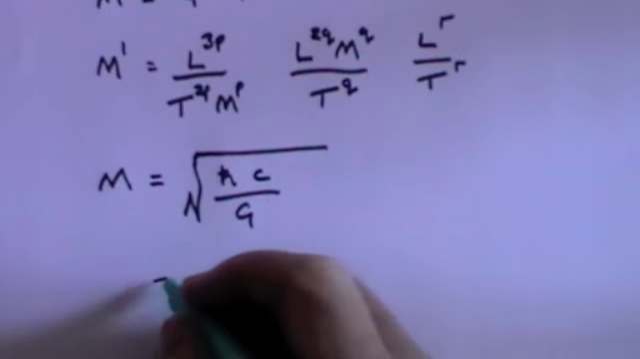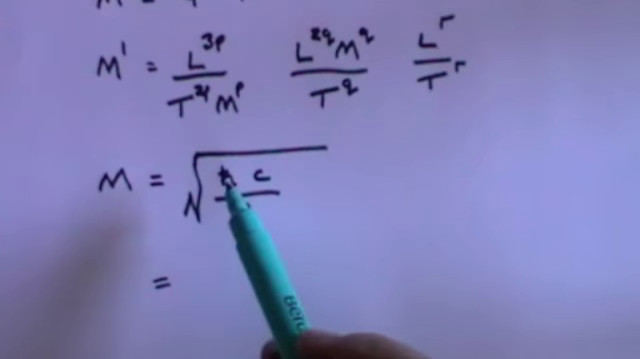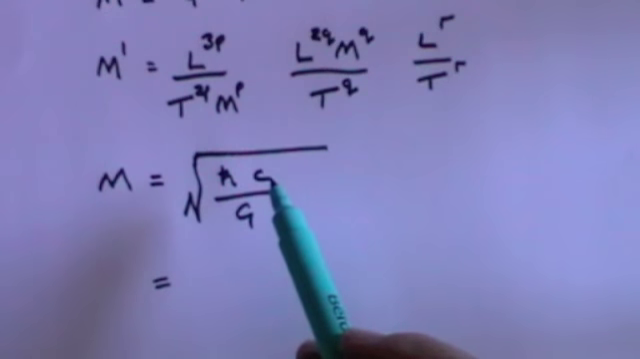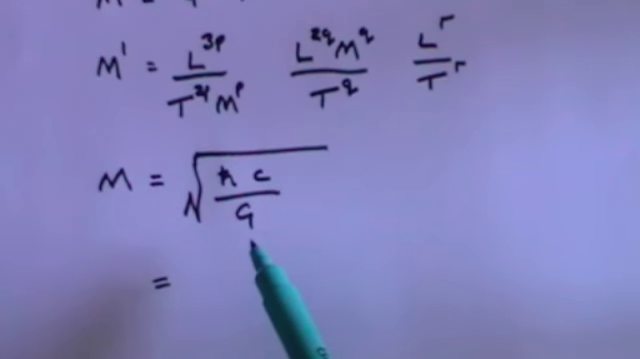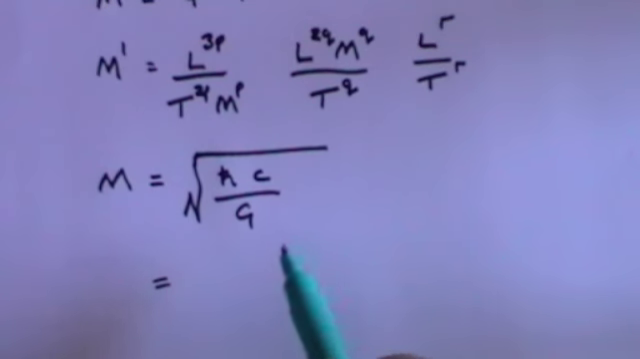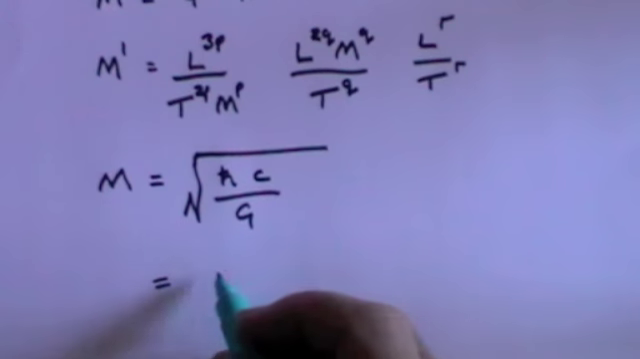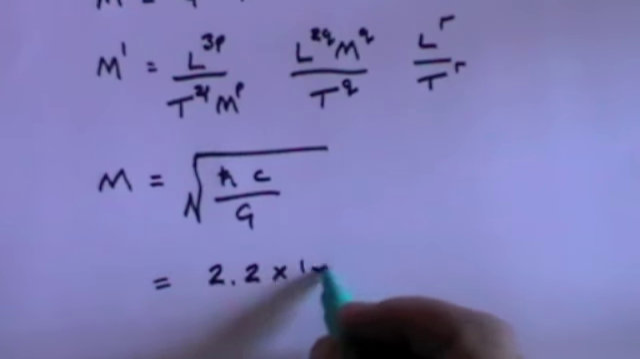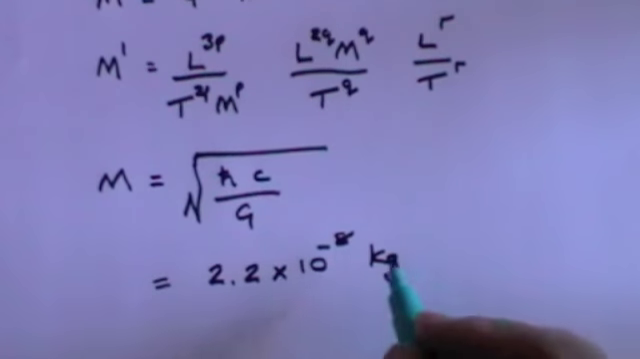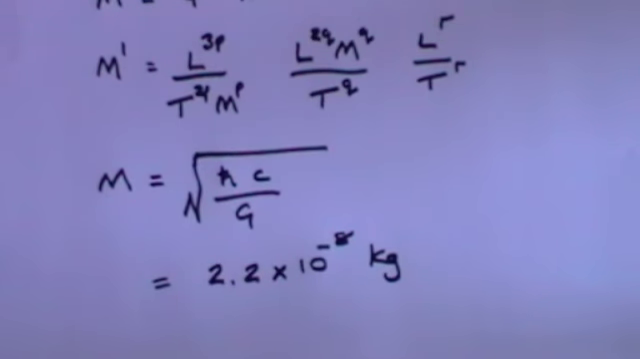And if you actually put in the actual values here, that's 6 times 10 to the minus 34 times 3 times 10 to the 8 divided by 6 times 10 to the minus 11 and take the square root, you will find that you get 2.2 times 10 to the minus 8 kilograms. So the Planck mass, the mass that you get if you use the 3 basic fundamental constants of nature, is 2.2 times 10 to the minus 8 kilograms.